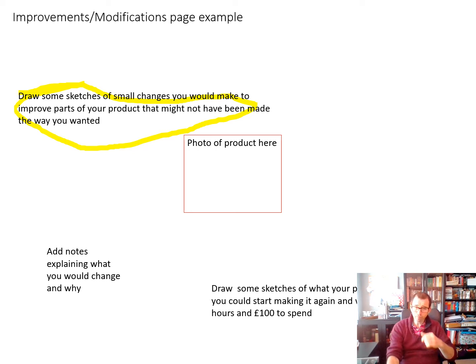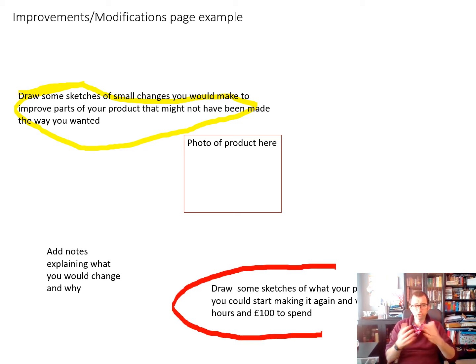Doesn't show it too well because I think my face is now in the way of this bit. But the other half of the page, highlight that in, this bit down here, says draw some sketches of what your product would look like if you were to start making it again. So starting from scratch, if I say, look, I'm going to give you £1,000 and 100 hours, fill your boots, go and make an even better project. What would it look like if it's still the same product? So if you're making a lamp, it'd still be a lamp, but what would be the next iteration?